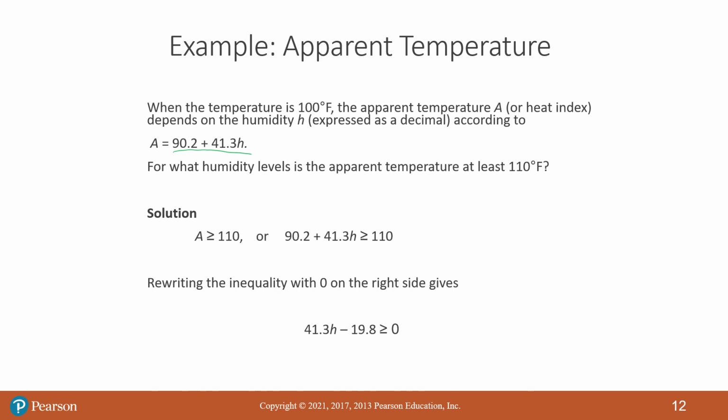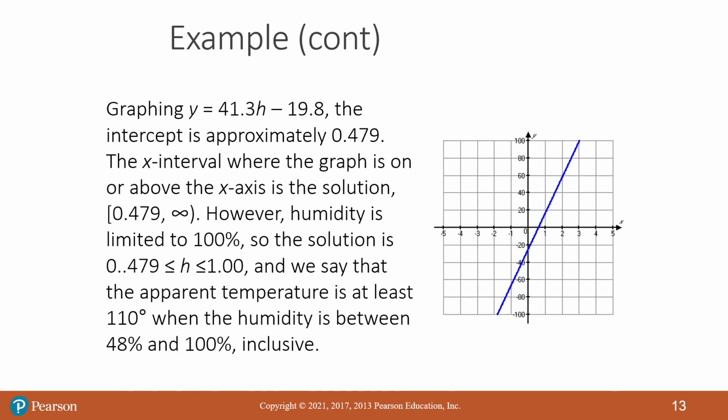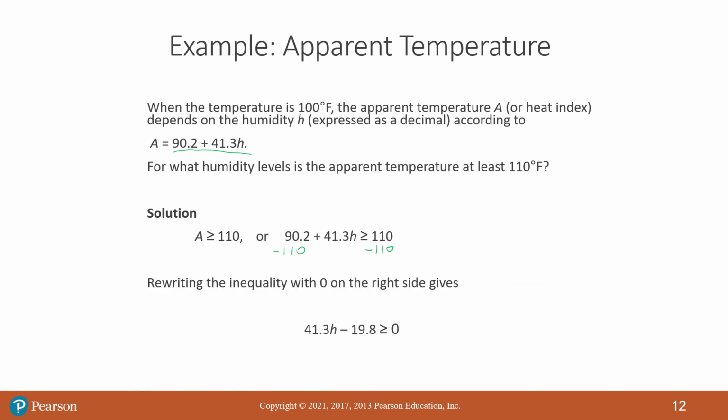So what we have to do is rewrite the inequality with a 0 on the right side. Okay? So here's what I'm going to do. I'm going to start out by subtracting 110 over here on the left-hand side. When I subtract 110 from 90.2, I get negative 19.8. So my inequality turns into 41.3H minus 19.8 is greater than or equal to 0.